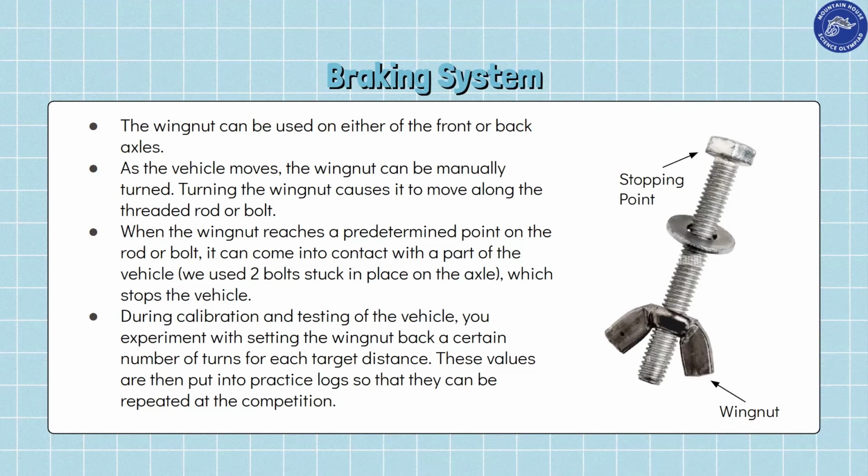We use two bolts stuck in place on the axle as our stopping point. During calibration and testing of the vehicle, you experiment with setting the wing nut back a certain number of turns for each target distance. These values are then put into practice logs so that they can be repeated at the competition. And you can see a diagram of how that will look on the right.